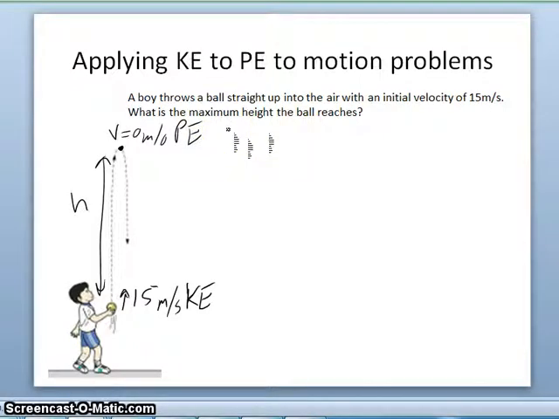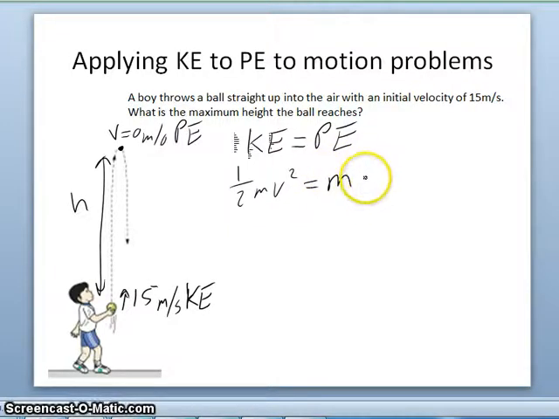And so we know from the conservation of energy that energy is neither created nor destroyed, so the kinetic energy we start with at the beginning of the problem should be equal to the potential energy that we finish with at the end of the problem. So the kinetic energy that we start with is 1/2 mv squared, and the potential energy, which is gravitational potential energy in this case, is mgh.